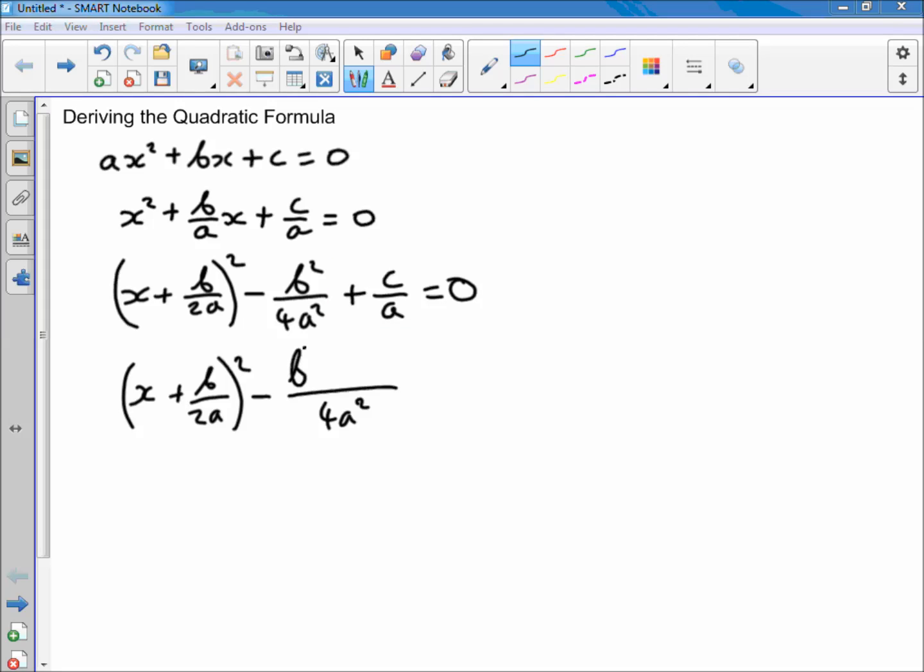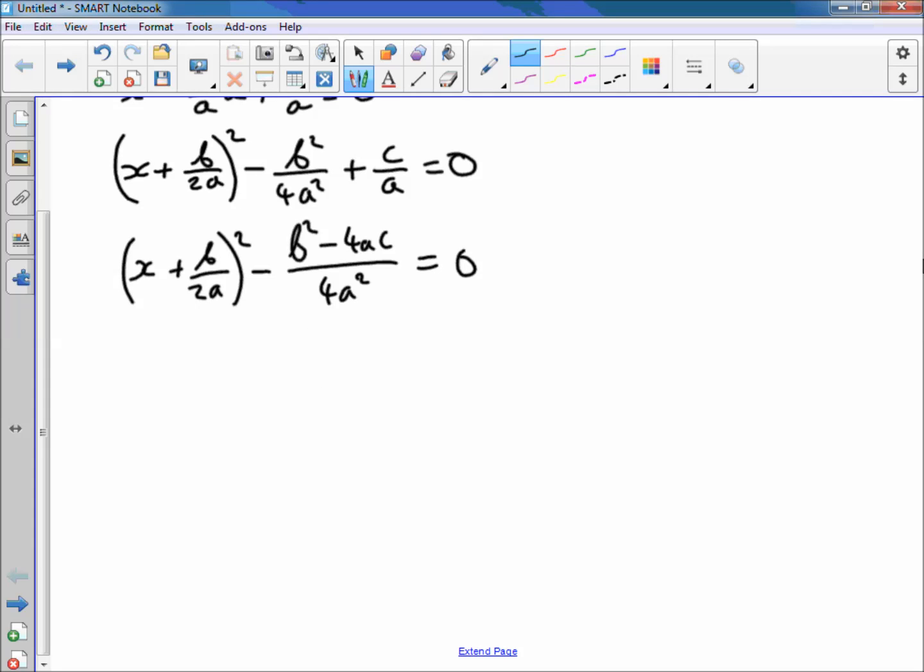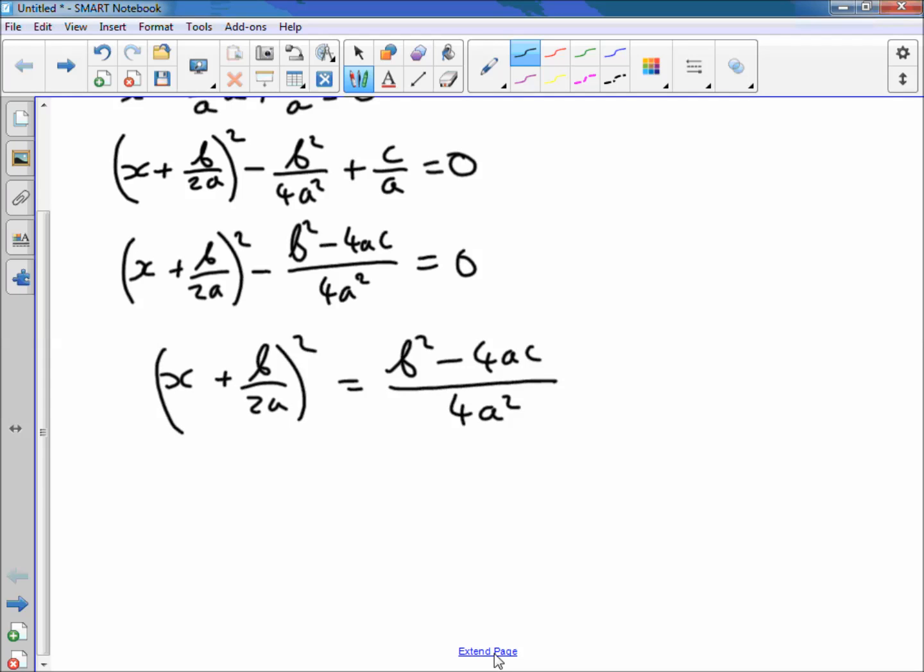So I get b squared, that's a positive, that's a negative, negatives and a negative make a positive, so minus 4ac. Oh, those of you who know what we're getting might start to recognise things now. And that equals 0. Now we can rearrange that a little bit, so we get x plus b over 2a all squared is going to equal b squared minus 4ac all over 4a squared.